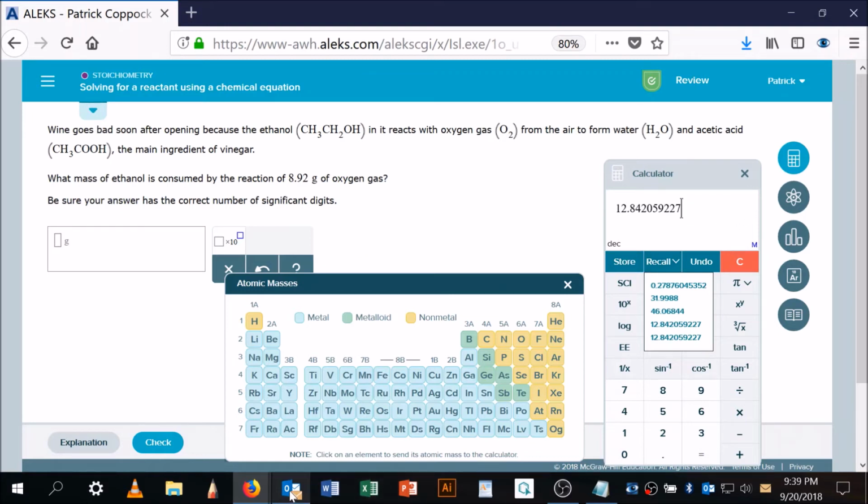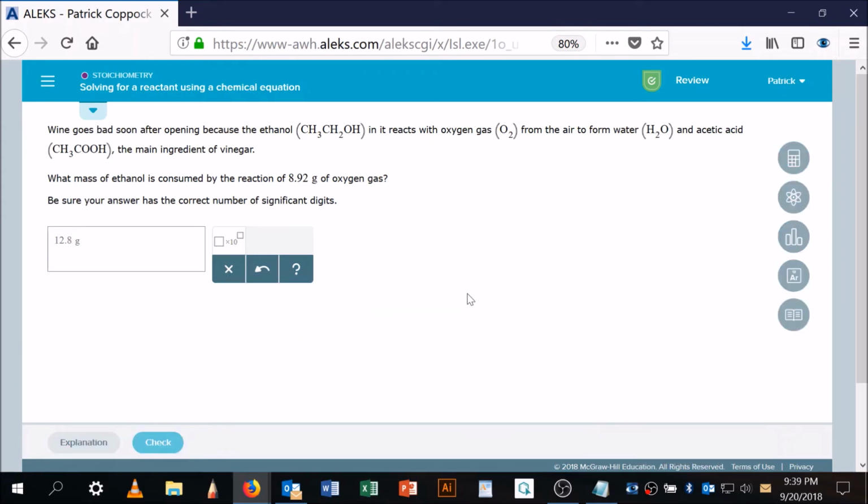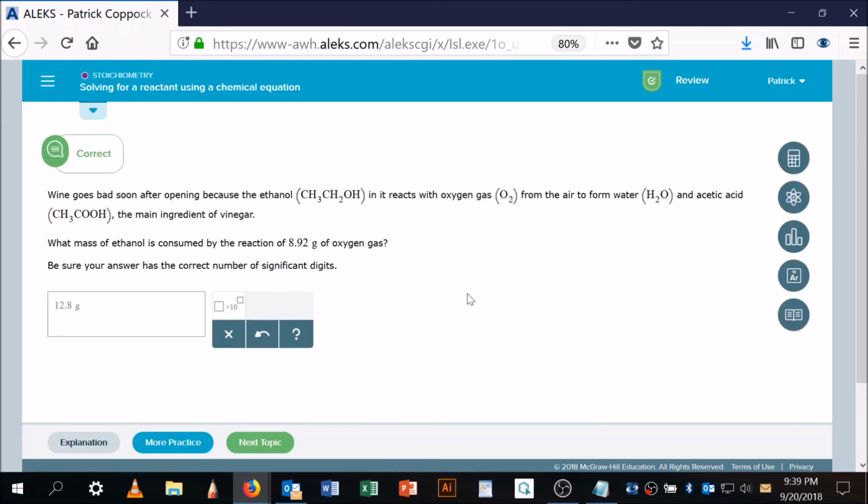Let's go back over here now and say how many sig figs. I had 3 sig figs here. That was my only limiter. So therefore, this is going to have 3 sig figs. 12.8 is my answer. Okay. Love the green. Love the green.